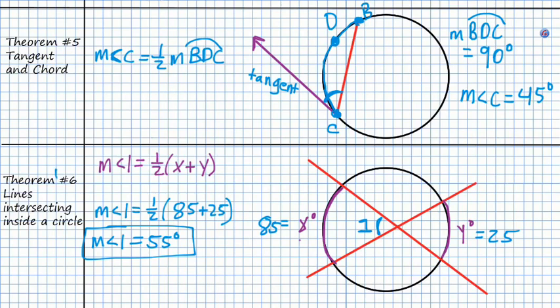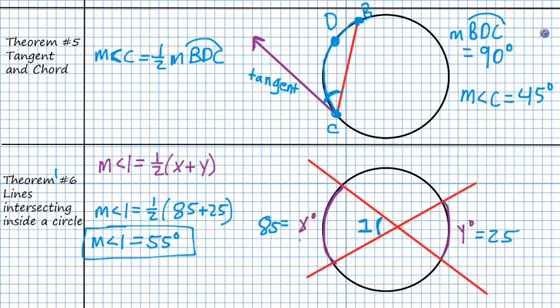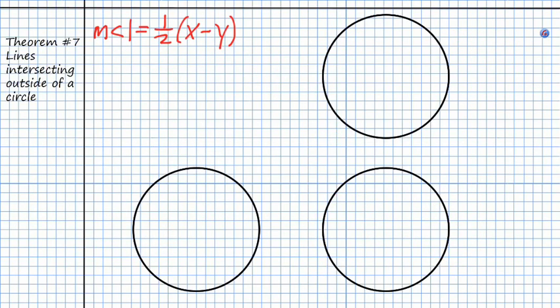All right, and then last but not least, we have theorem number 7, which is a theorem about lines intersecting outside of a circle. So in general, we say that the measure of angle 1 is equal to 1/2 X minus Y, where X and Y are going to be two of those arcs again, similar to what we saw on this page here. So you saw X and Y were on these opposite sides, and now we're going to see those used again in this circumstance. But now our lines are intersecting outside of the circle.